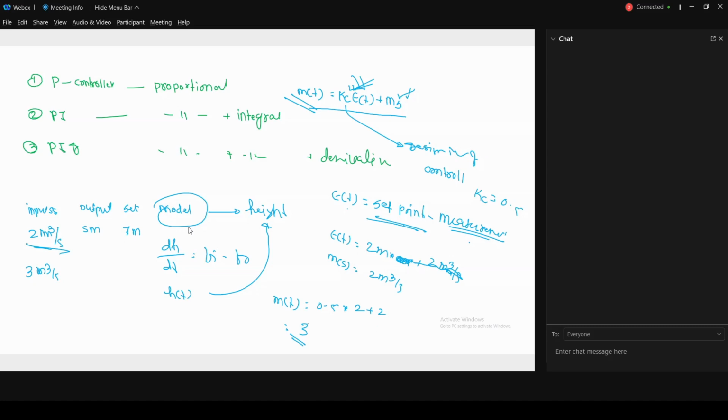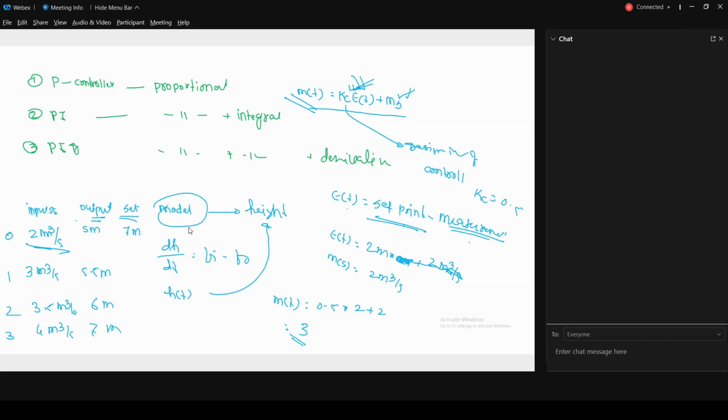Now, with this 3 meter cube per second flow rate going into the system, that will change my height, and let's say the height becomes 5.5 meter. This is for the zeroth instance, this is for the first instance, this is for the second instance. Again, this might change to 3.5 meter cube per second, and the height becomes 6 meters. Third, this goes to 4 meter cube per second, and it becomes 7 meters. Correct. So a time will come when my output value becomes equal to my set point value, and I maintain it there. So this is the proportional controller.